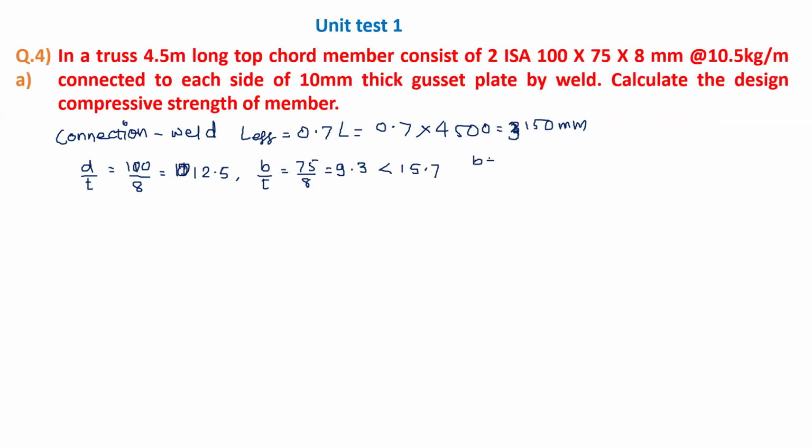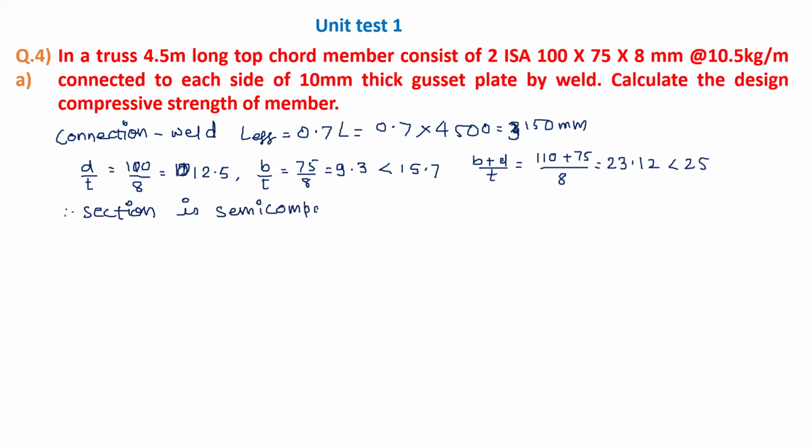Then we have b plus d by t. So we have 100 plus 75 upon 8. So this value comes 23.12, less than 25. Therefore, the section is semi-compact.